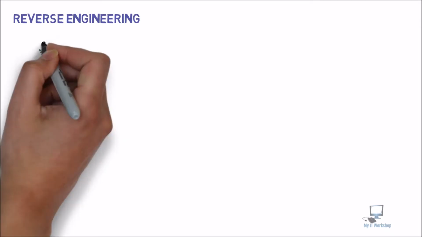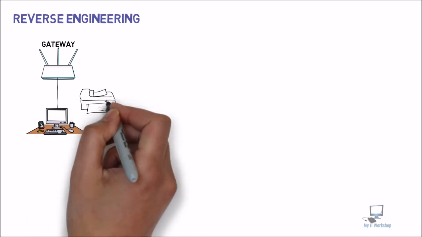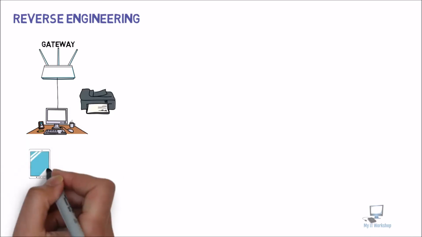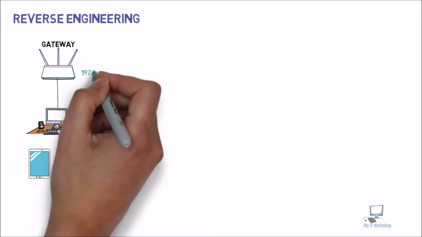And in this case, we are going to have our small home network. This can work for any size, any network size, corporate or anything. We have a router, which is also our gateway. We have a desktop computer that is connected with a cable. We have a printer, which is wireless, a tablet, and a PS4. Well, I believe that's a PS4.